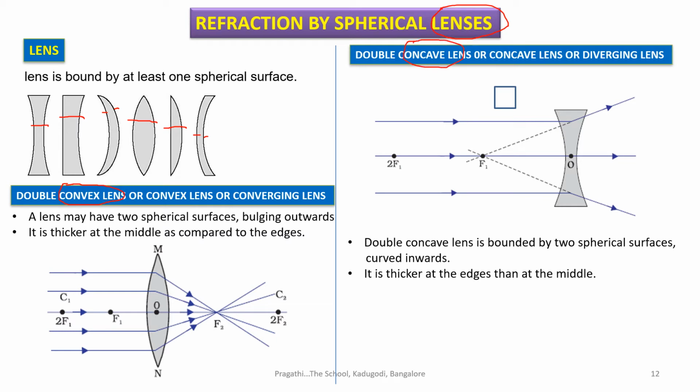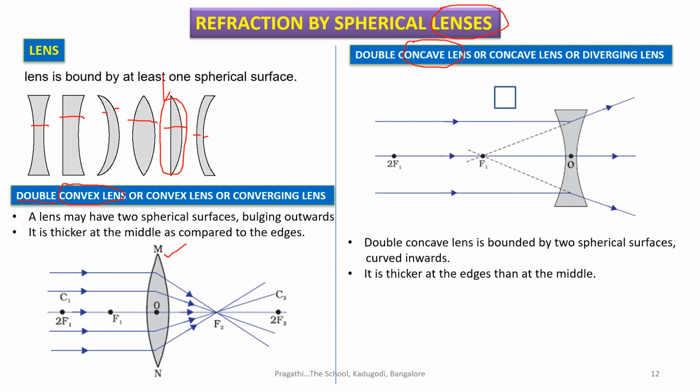What is convex? Convex we already know, it should be bulging. Double convex means both sides should be bulging. That's why it is called double convex. Where is single convex in this picture? See here, this is single convex. We are not learning about single convex. We are going only for the double convex. So this is the convex lens.